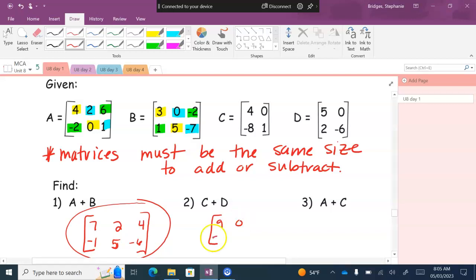-8 plus 2 is -6, and 1 plus -6 is -5. Did everybody get 9, 0, -6, -5 there? All right, what about 3, A plus C? Not possible. They're not the same size, which means we cannot add them together. So you just put NT for that. Not possible.